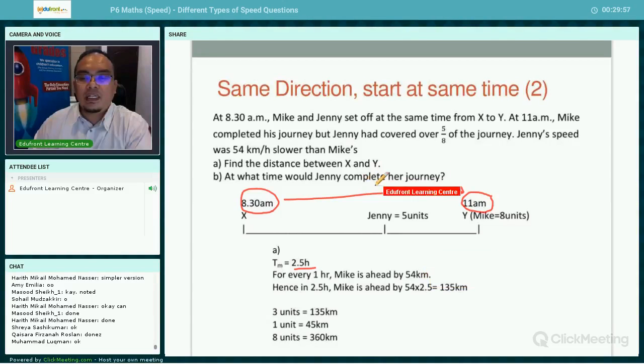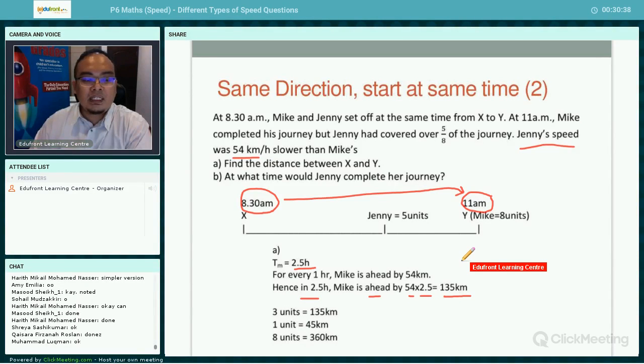Now, how do you get this information? You take a look here. Jenny's speed was 54 kilometers per hour slower than Mike's. So it means that Mike's speed is 54 kilometers an hour faster. That means for every 1 hour, Mike will be ahead of Jenny by 54 kilometers. Now, since Mike traveled for 2.5 hours, in 2.5 hours Mike will be ahead by 54 multiplied by 2.5 hours. You get 135 kilometers.